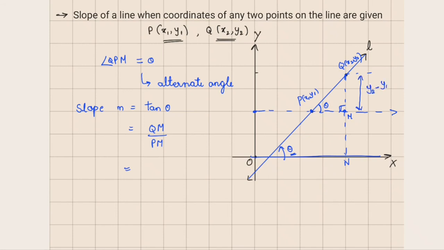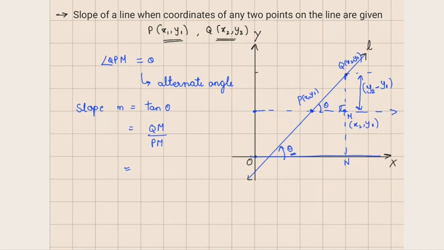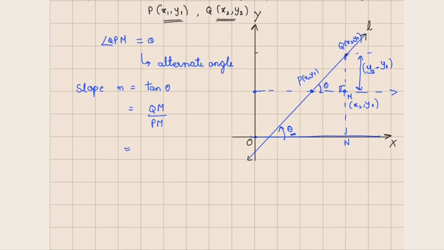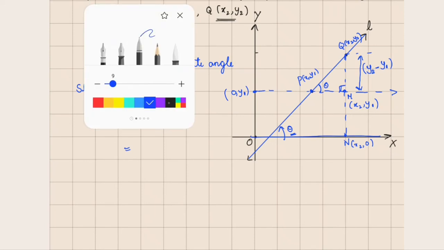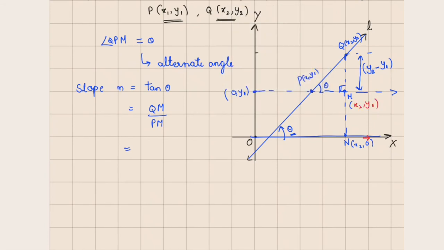y2 minus y1. The coordinates of M are x2 comma y1, because its x coordinate is the same as the coordinate of N, which is x2 comma 0. Its y coordinate is the same as the coordinate of P, which is y1. Yeah, y2 minus y1. So QM is y2 minus y1.